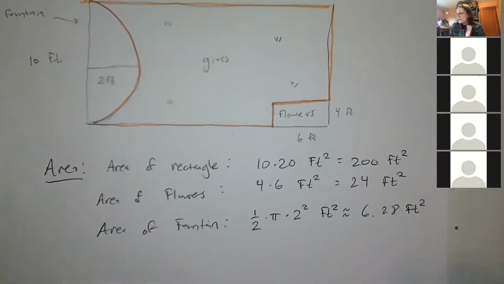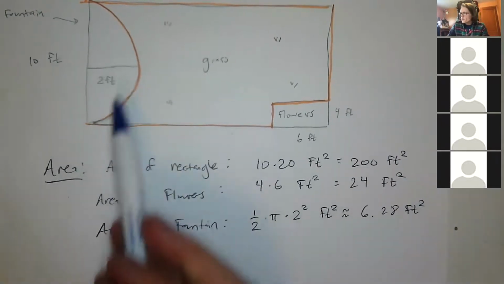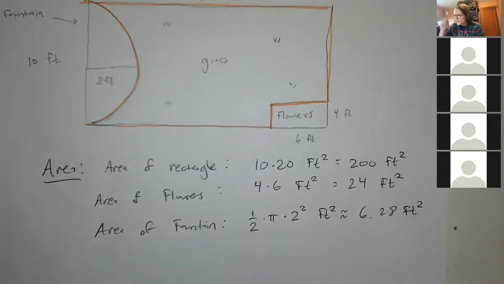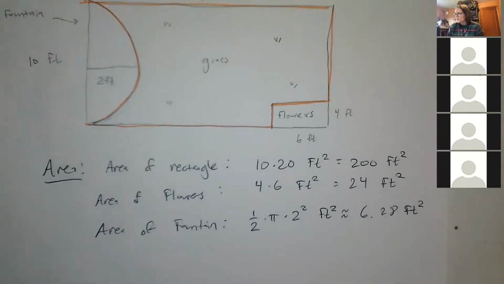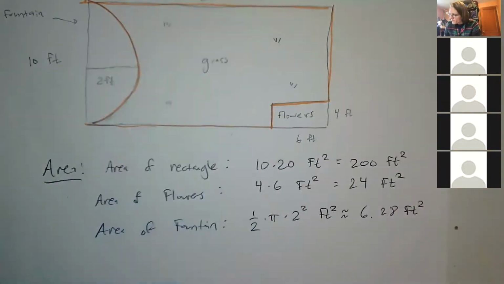And so now, as I said, the 200 square feet is the total area of the rectangle. This is the area of this tiny little flower garden, and this is the area of this circle fountain, which I thought would be bigger, but it's not. Oh, it's because my diagram's off. Sorry, hold on. This should be 5 feet.